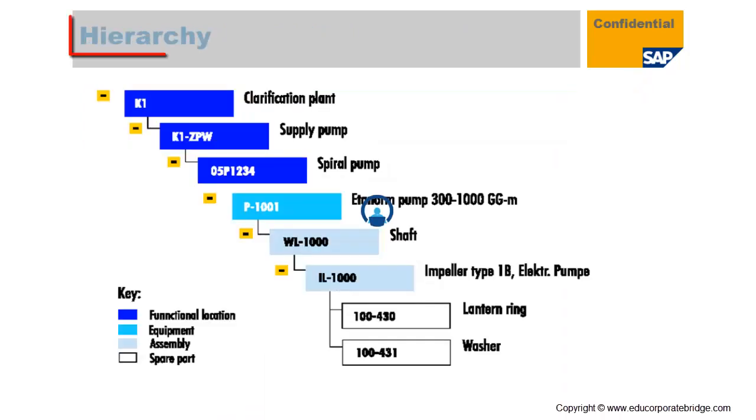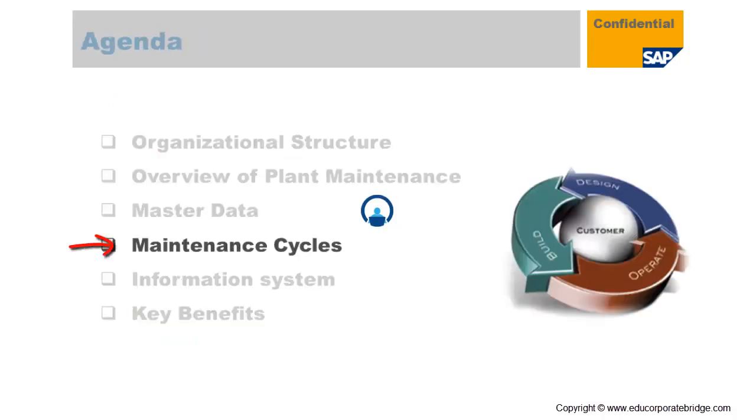This is a typical hierarchy of the functional location. So the clarification plant has a supply pump, spiral pump, internal pump, shaft, impeller. So you can assign a functional location along with the equipment, assembly, and the spare parts, that is nothing but the materials. Maintenance cycle.